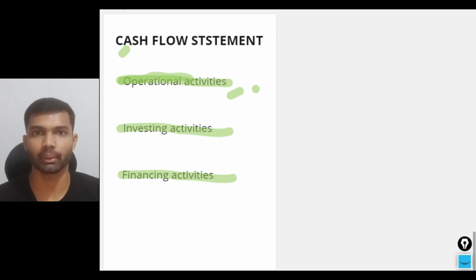Okay, and if the company buys property, land, or shares in another company, that all comes under the investing activities. The financing activities are if the company pays out the dividend or if the company borrows money from the bank. These all come under the financing activities.